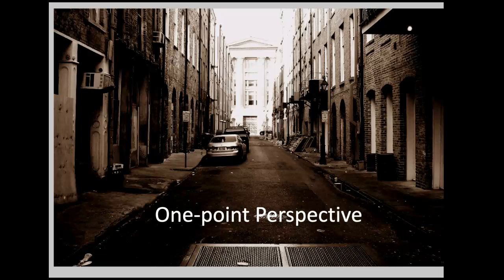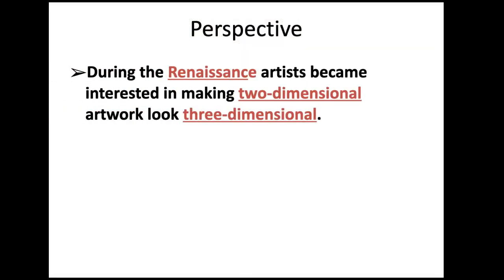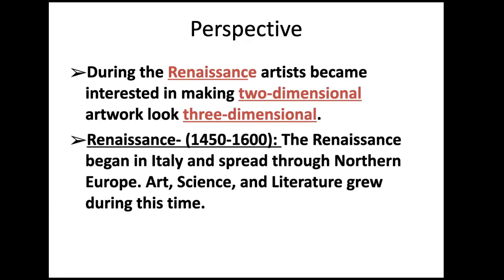All right, so we're going to talk about one-point perspective. What is one-point perspective? One-point perspective is something that happened during the Renaissance. It was a way for artists to make three-dimensional objects appear real on a two-dimensional plane. So when we think about perspective, we have to realize that prior to that, artists weren't able to do it.